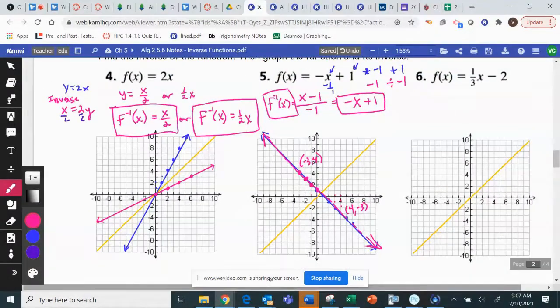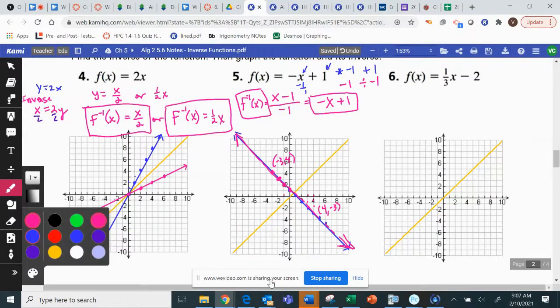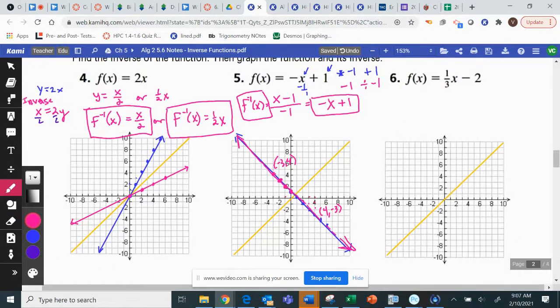Okay, one more. I'll do this one the long way. Let's see. I'll graph it first. I'm going to begin at negative 2 on the y-axis. Then I'm going to go up 1 over 3.